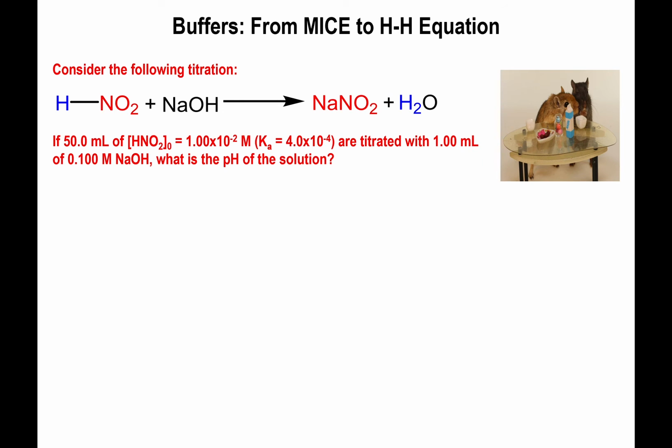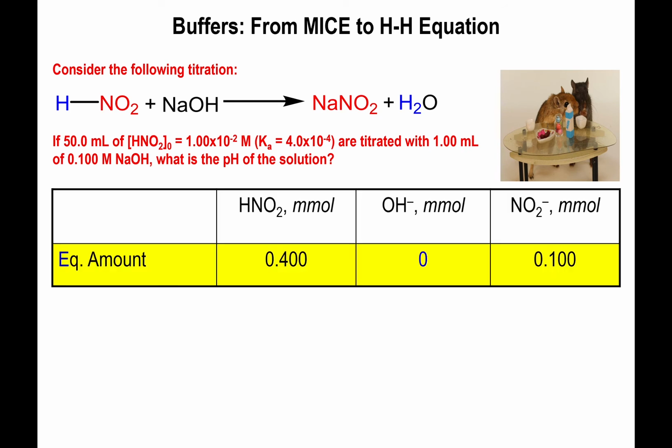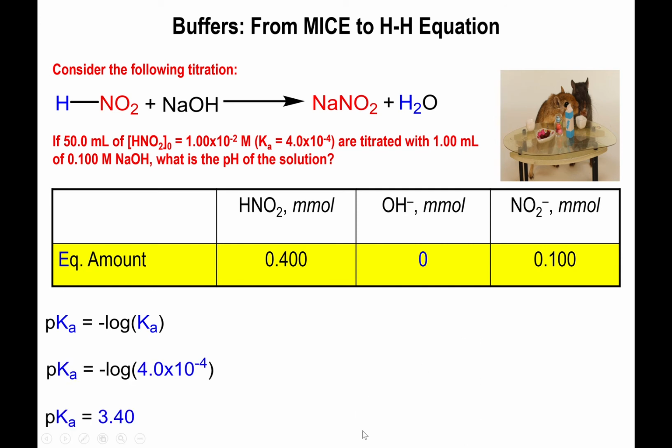Alright, so what we're going to do is use the information we just gathered from the mice table to figure out the pH of this solution. And the idea is that you have an amount of conjugate acid present and an amount of conjugate base present, and they're both weak. So we can actually go ahead and use the Henderson-Hasselbalch equation. And notice that I'm getting the pKa right now, the pKa of this substance is 3.40.